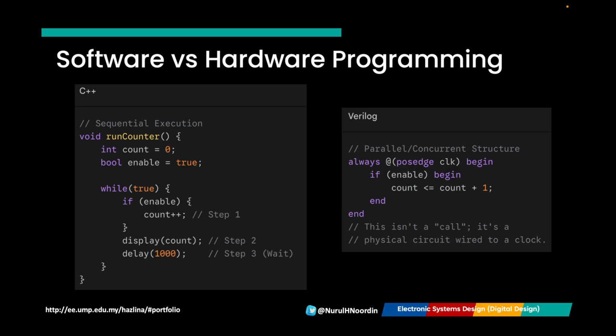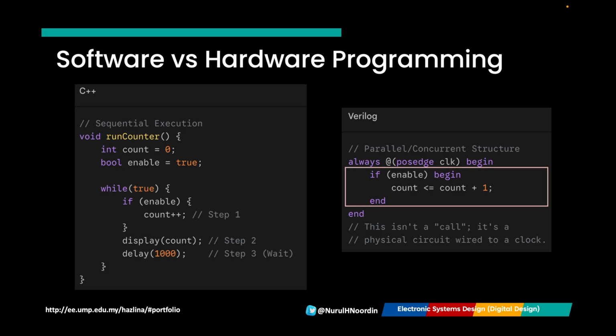To truly understand the shift from software to hardware, let's look at this example, a simple 4-bit counter with an enable switch. It's the perfect case study in how these two worlds diverge. On the software side, the counter lives within a loop. The processor must visit the increment line, execute it, and then move to the next instruction. If the processor is busy elsewhere, the counter stops. In software, the counter is a process. It only happens when the CPU gives it attention.